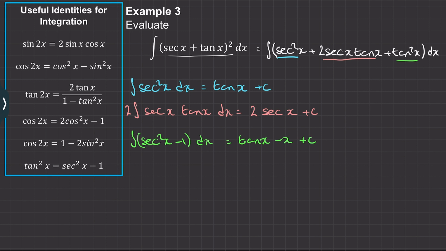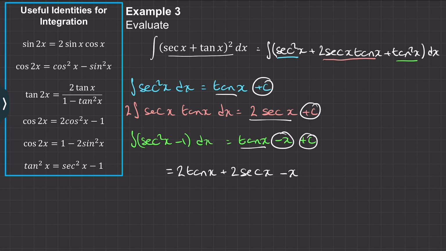So finally, we can collect these terms together. We have 2 tan x plus 2 sec x minus x. And we can collect all of these c terms together to make one constant. And this is the integral for question 3.